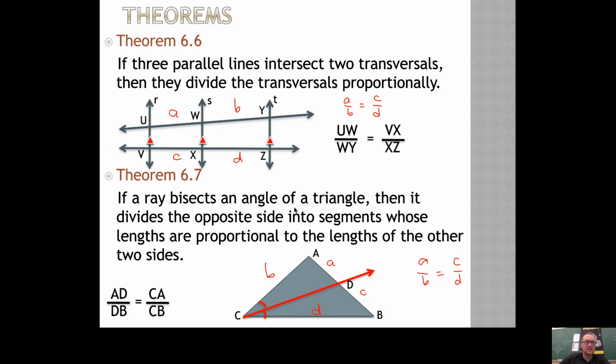If a ray bisects an angle of a triangle, that's the ray. This is the angle that's getting bisected because these two angles are the same. What it's going to do, it's going to divide the opposite side into segments whose lengths are proportional to the lengths of the other two sides. So this portion, we'll call it A, compared with this side, B, it's going to equal this portion C compared with this side D. So notice how we're using the same proportion in all of these.